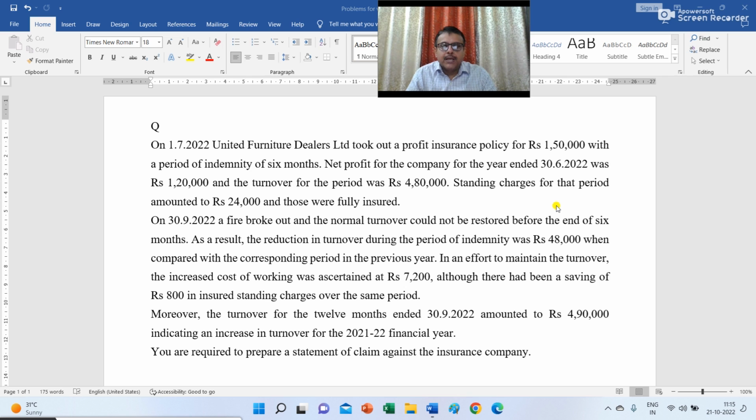In an effort to maintain the turnover, the increased cost of working was ascertained at Rs 7,200, although there had been a saving of Rs 800 in insured standing charges over the same period. Moreover, the turnover for the 12 months ended 30th September 2022 amounted to Rs 4,90,000, indicating an increase in turnover for the 2021-22 financial year. You are required to prepare a statement of claim against the insurance company.